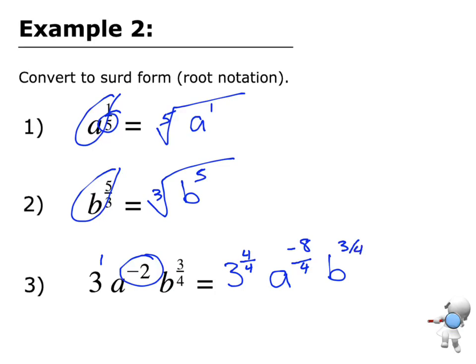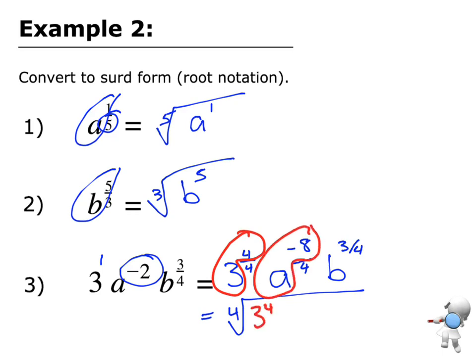Now that I've got divided by 4 for all of those, I can convert that into the 4th root of, and I've got my 3 to the power of 4, I've got my a to the power of negative 8, and I've got my b to the power of 3. And there's my answer.